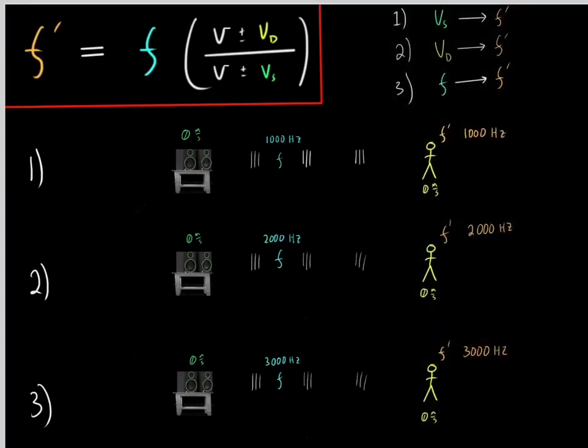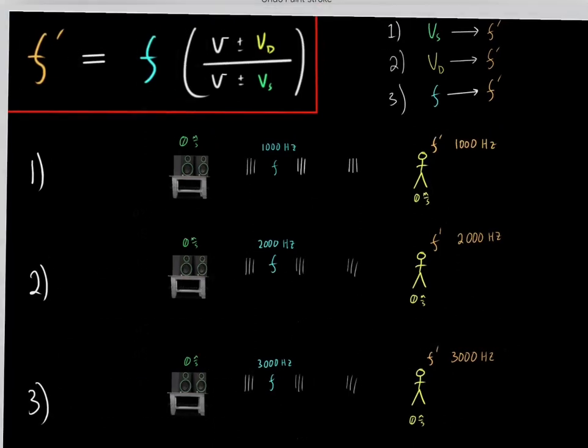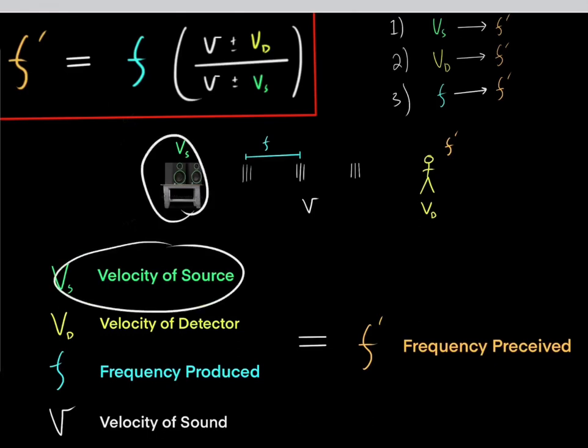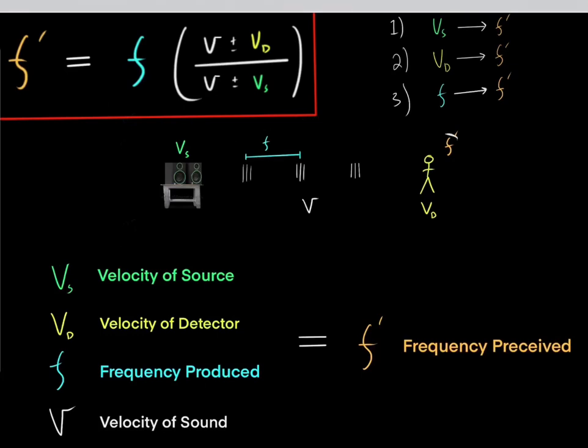So the last point is that the frequency that's produced by the source of sound also determines the frequency that's perceived by the detector. So now we know the variables that determine the frequency perceived by this detector. We know the velocity of the source of sound determines the frequency that's perceived by this detector. We also know the velocity of this detector determines the frequency perceived by the detector. And we also know the frequency produced by the source of sound determines the frequency perceived by this detector.